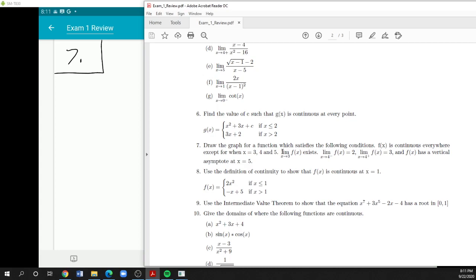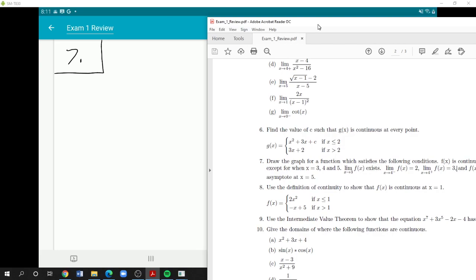So it wants the limit as x goes to 3 of f of x to exist. It wants these left and right limits to have particular values. And it wants it to have a vertical asymptote when x equals 5. And it's our job to make this problem work out.